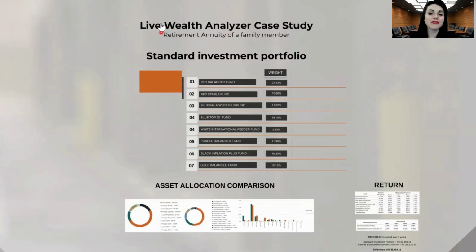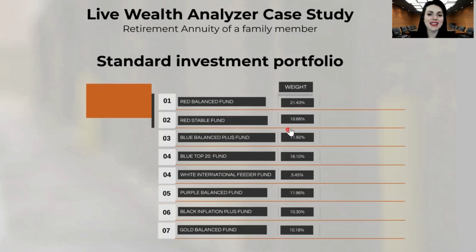Now we will look at the live case study that I referred to at the beginning of this part. This is a retirement annuity construct of one of my family members. It was put together by someone very close to her, but it's not someone affiliated with Fairtree. And this is something that we find in the industry on a very, very frequent basis. Once again, I will refer to this as a standard investment portfolio, and we will see how it compares to what we can offer you at Fairtree.